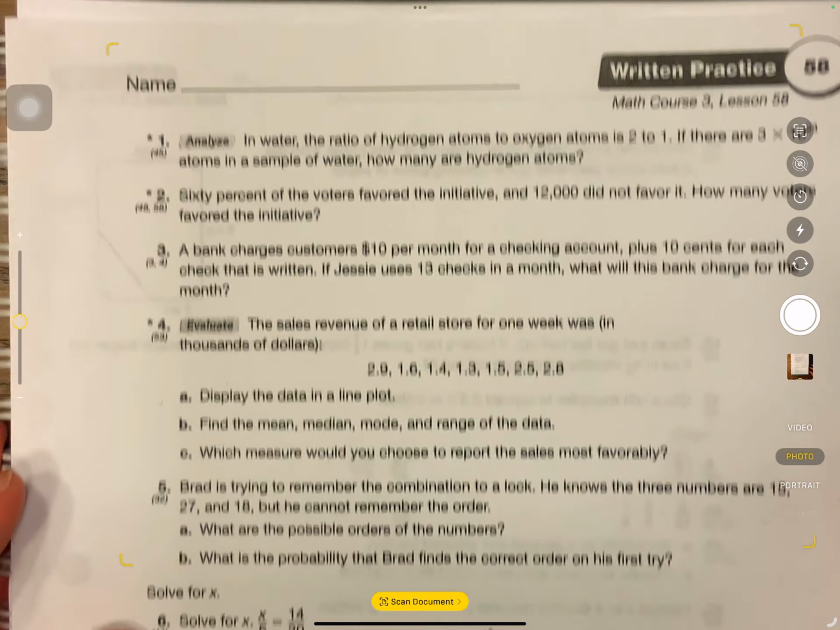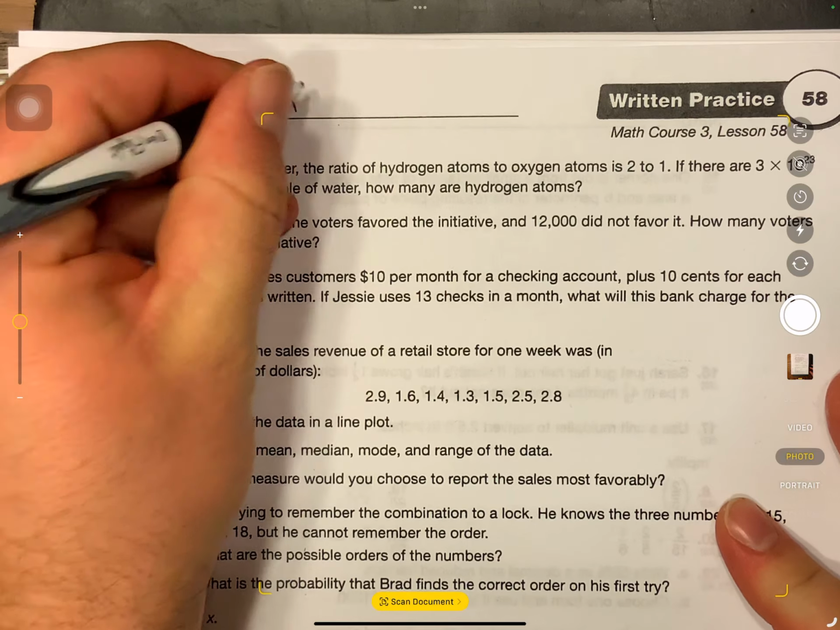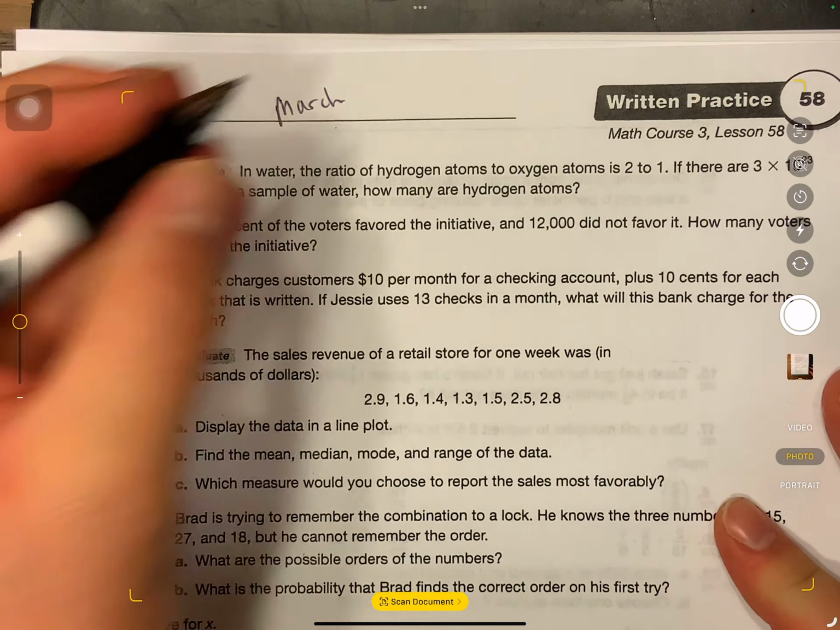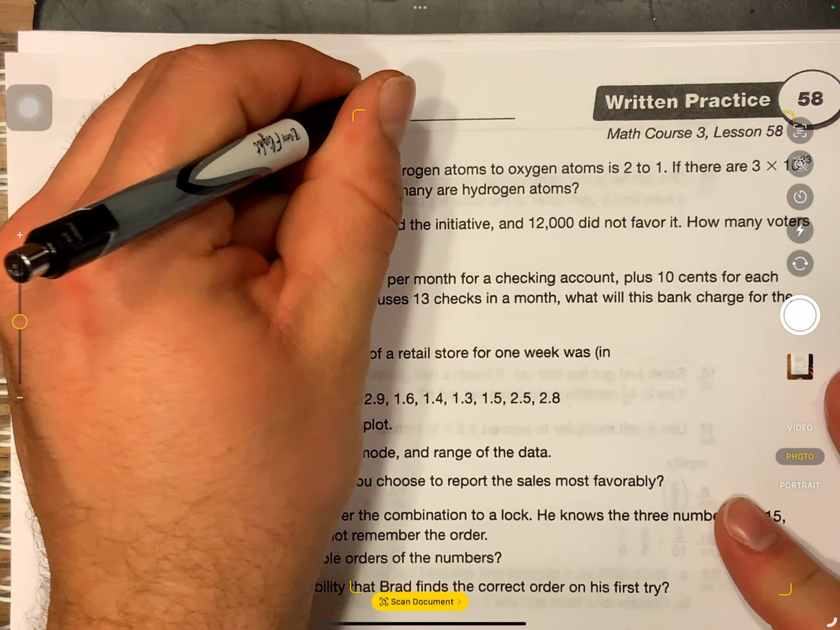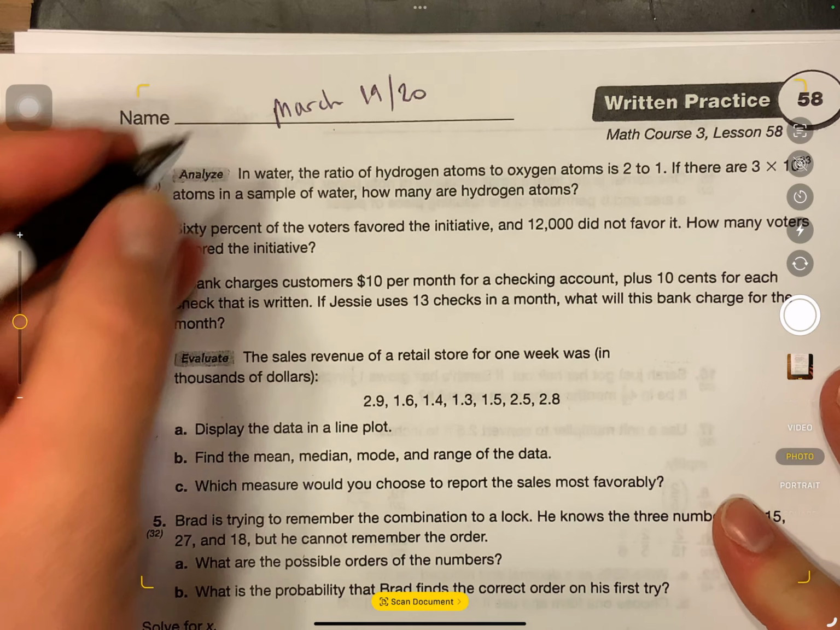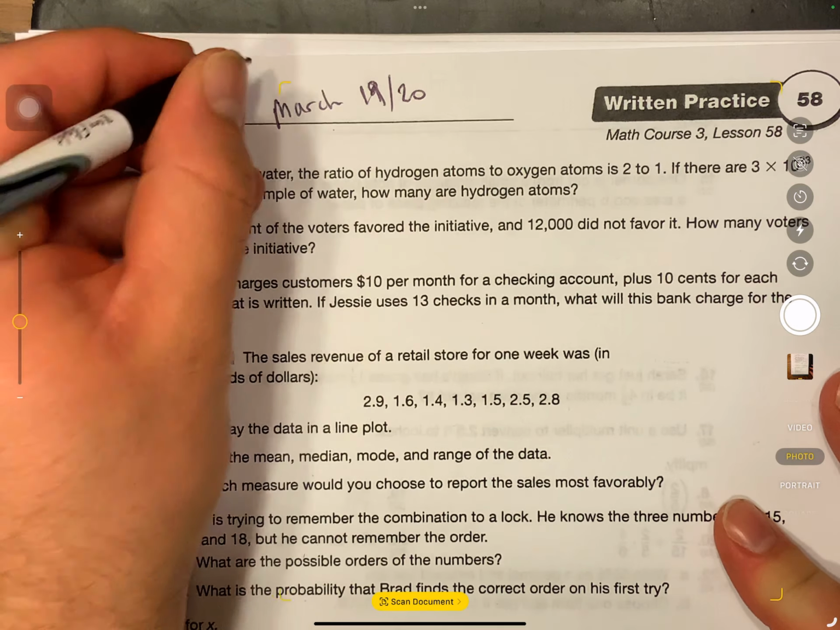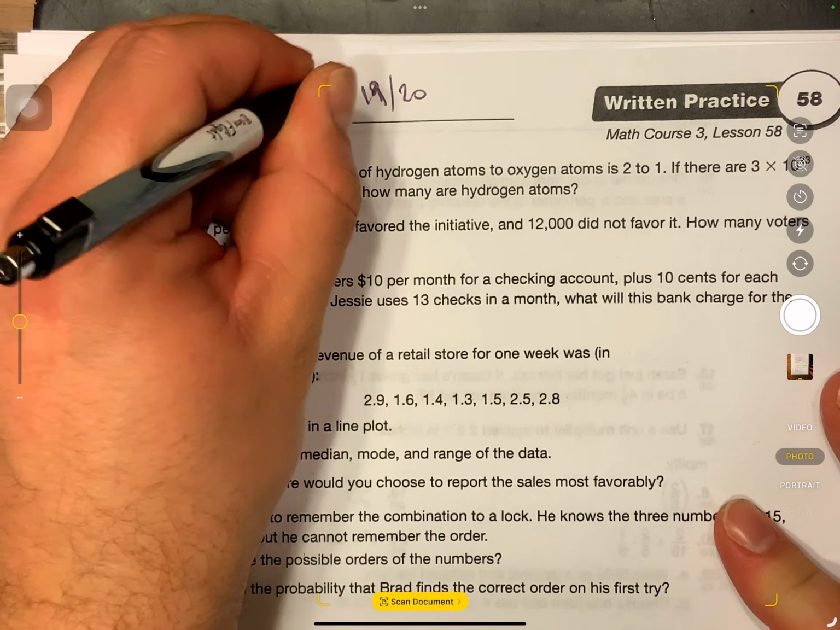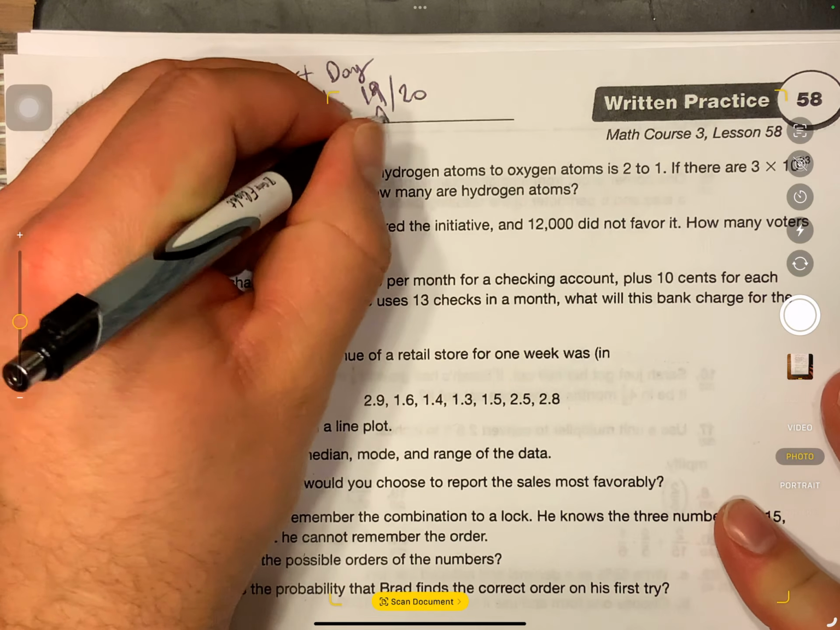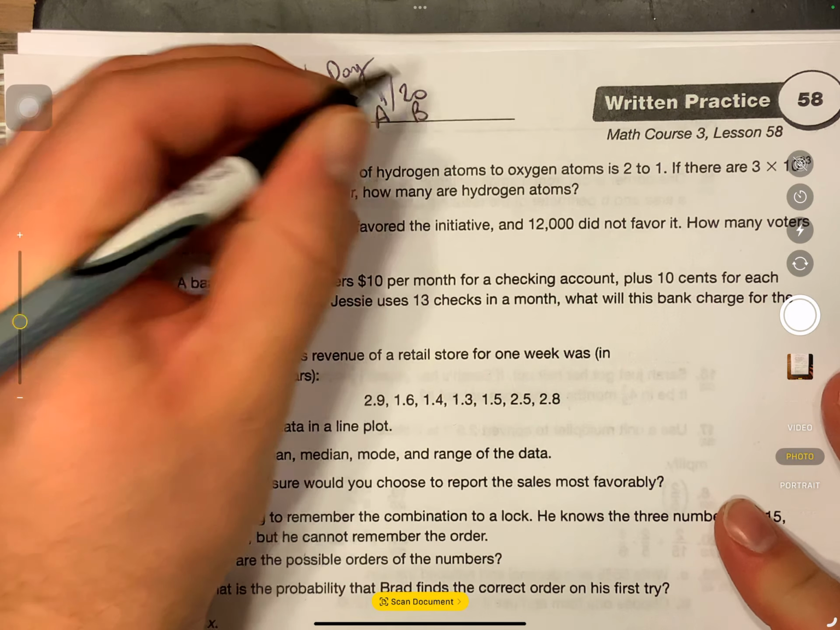Hey everyone, this is the warm-up for March 19 and 20. So it's test day. If it's March 19th, it's A, and if it's March 20th, it's B.